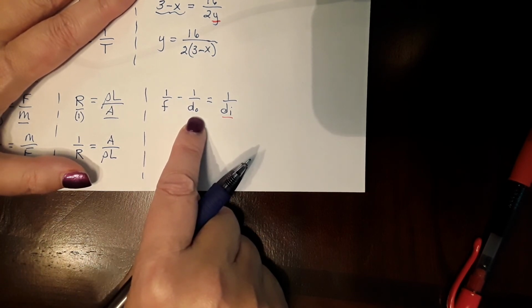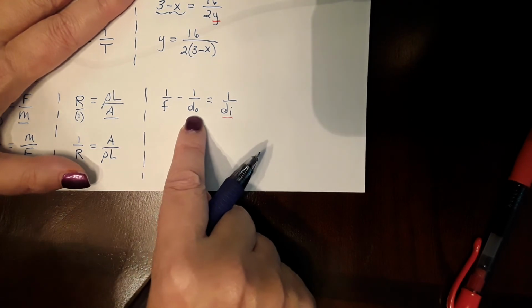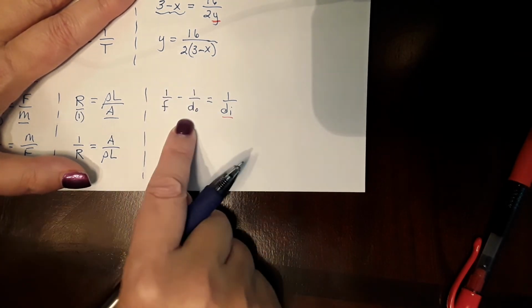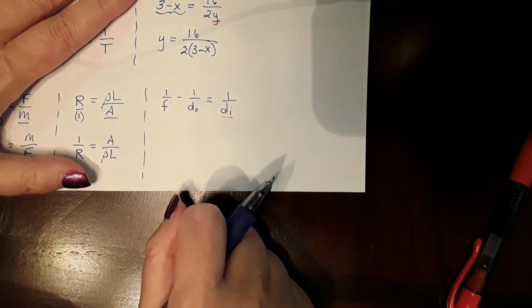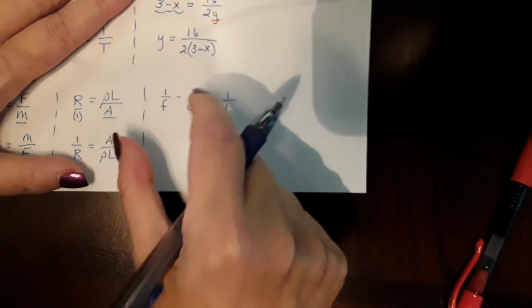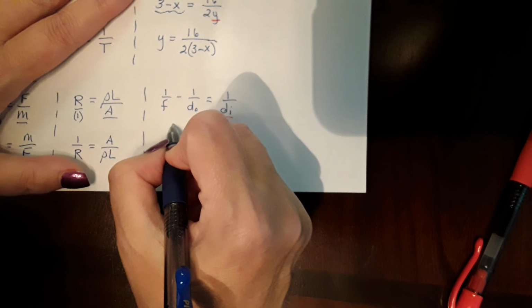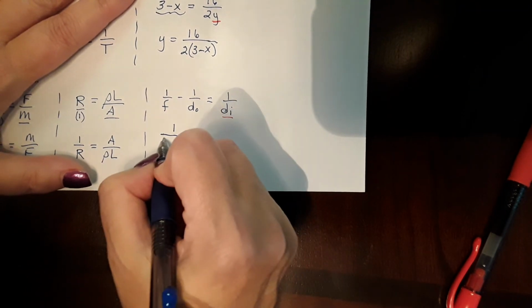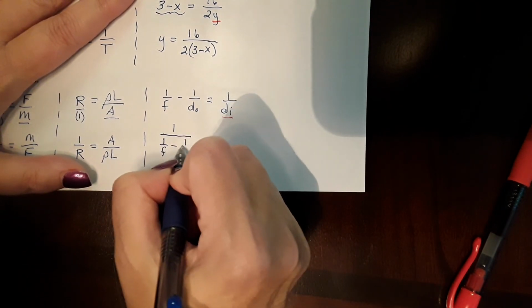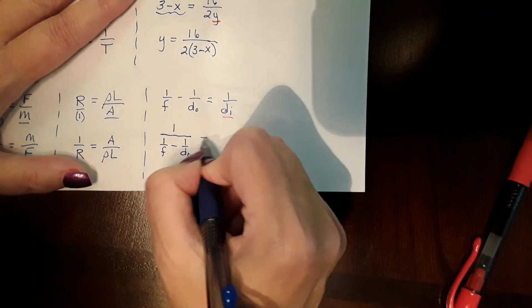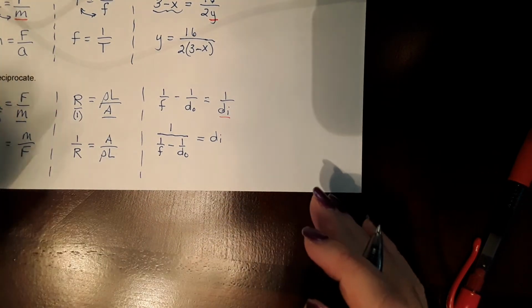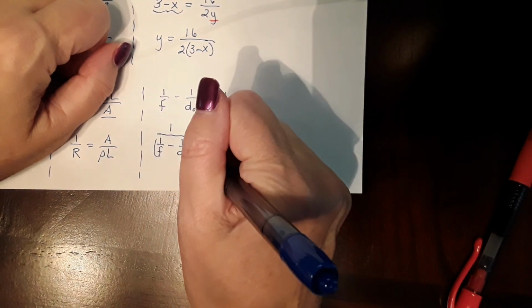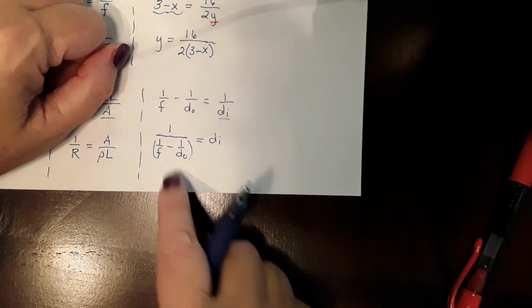F minus d sub o is not the reciprocal of this difference. If you want to reciprocate this difference, you have to reciprocate it as one animal. In other words, you have to say 1 over f minus 1 over d sub o equals d sub i when you reciprocate both sides. Okay? So you've reciprocated the entire animal.